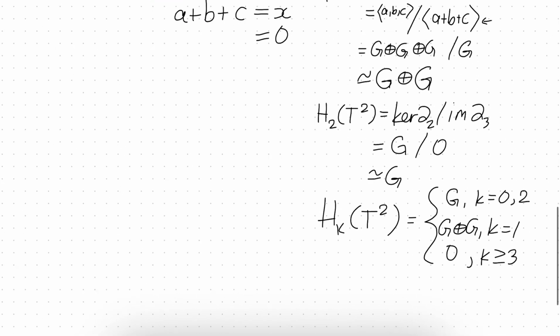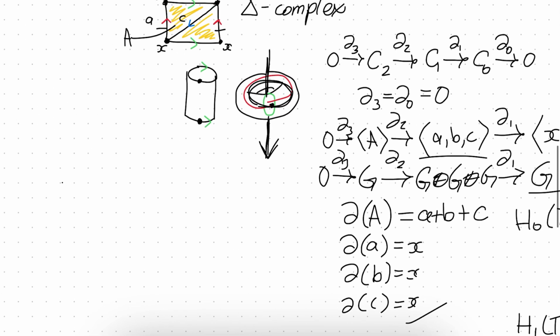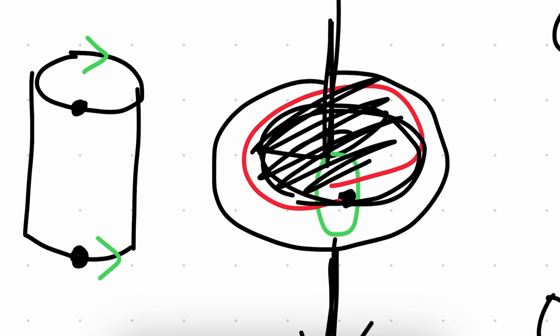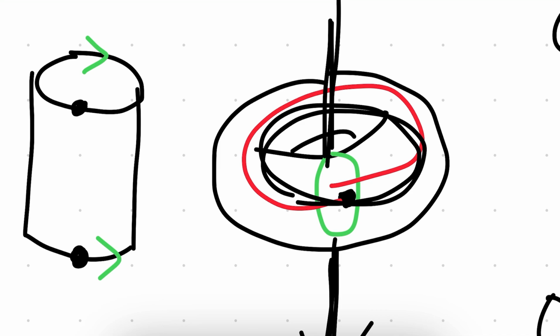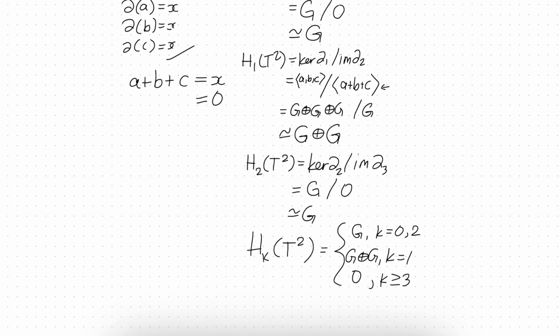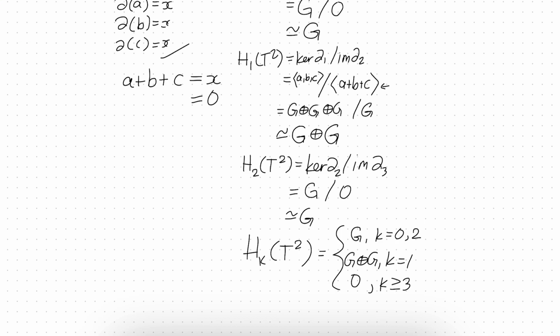And so again, the reason why it's G direct sum G is because there are two one-dimensional holes. The one-dimensional hole encompassed by the red circle that goes around the latitude of the torus, and then there's one that goes along the meridian of the torus, or the longitude of the torus, this entire space here. So those are the one-dimensional holes. Okay, so that's for the torus.